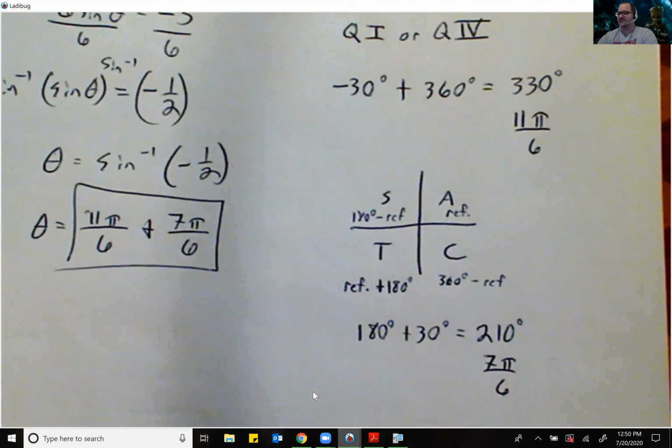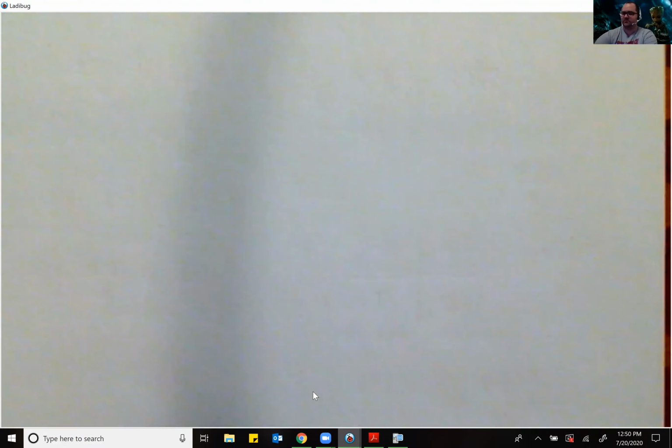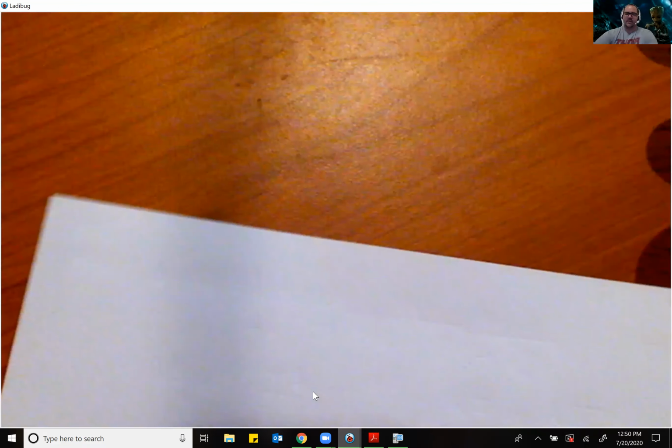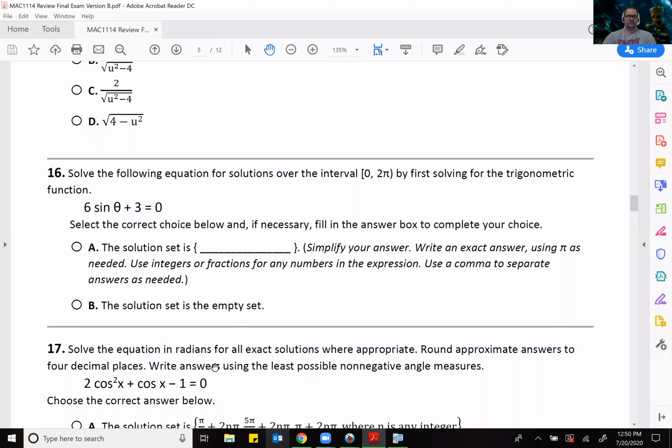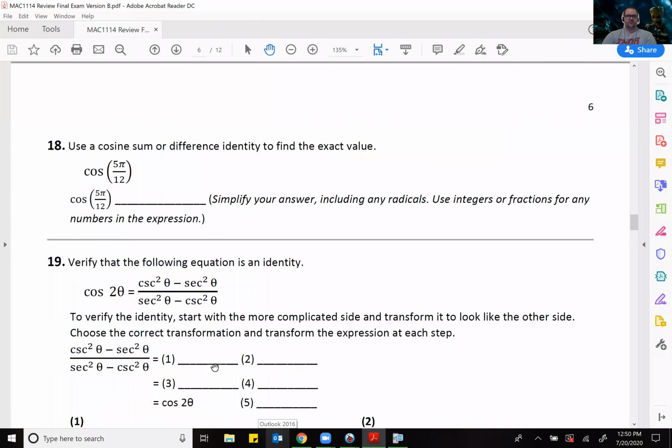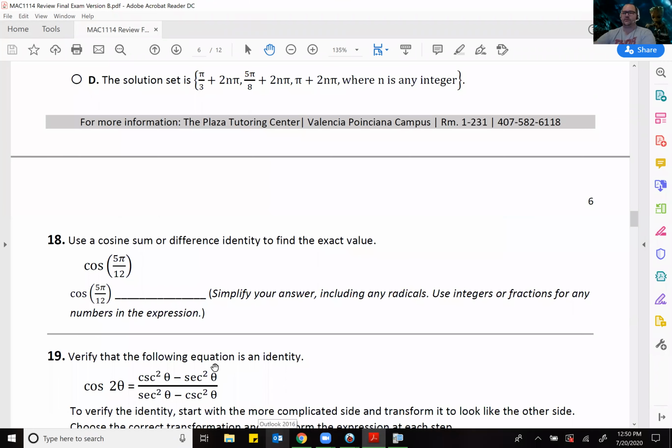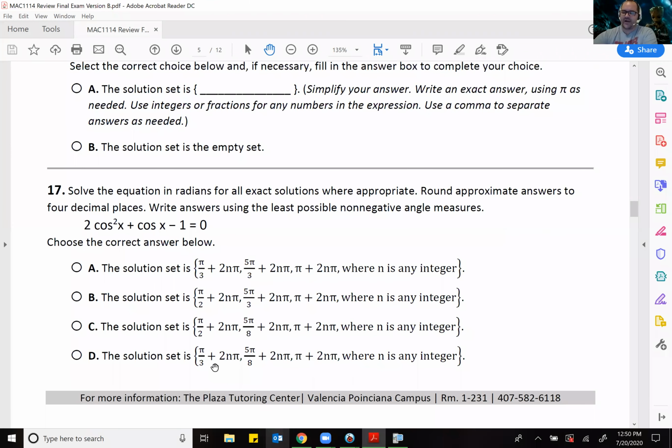Number 17 is going to be a lot like this. And number 17 is coming from, just kind of looking ahead real quick, 10.5 as well. Okay? Almost done with chapter 10. So we got 2 cosine squared x plus cosine x minus 1 equal to 0.